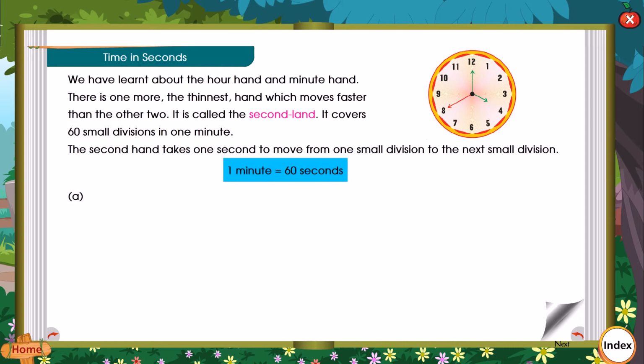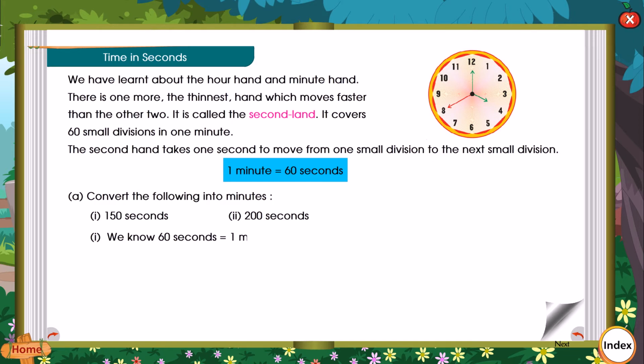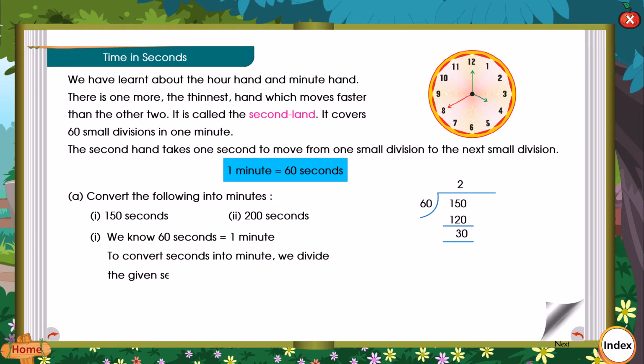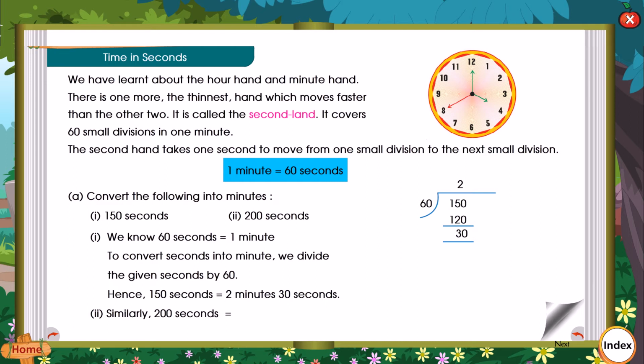A. Convert the following into minutes. 1. 150 seconds. 2. 200 seconds. 1. We know 60 seconds is equal to 1 minute. To convert seconds into minutes, we divide the given seconds by 60. Hence, 150 seconds is equal to 2 minutes 30 seconds. 2. Similarly, 200 seconds is equal to 200 divided by 60 minutes, which is 3 minutes 20 seconds.